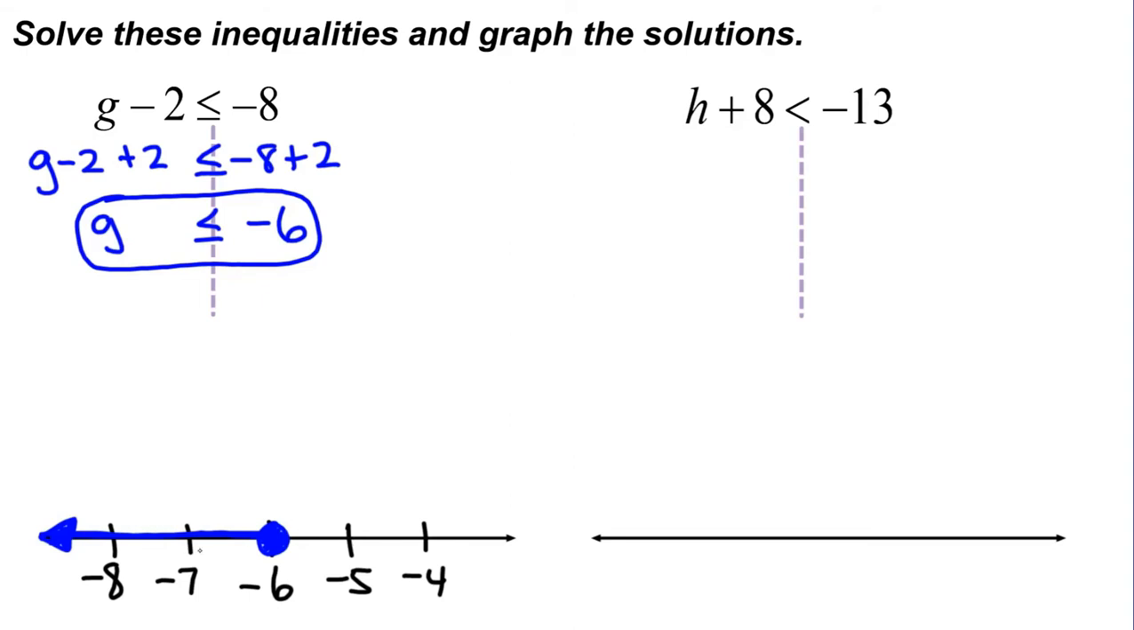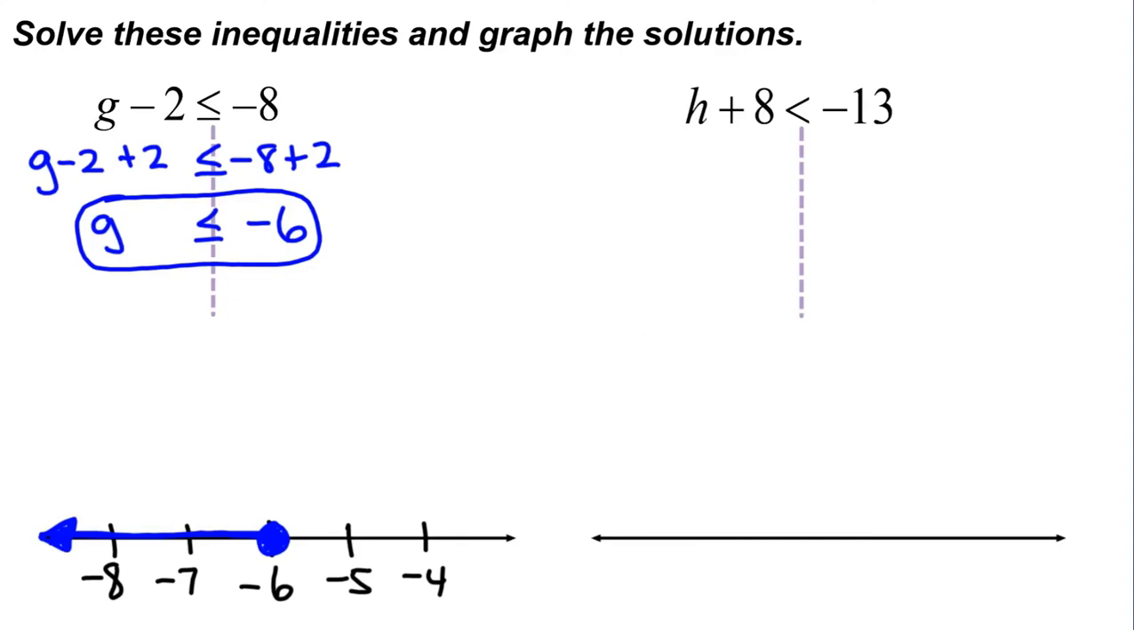And again, just to double check, if I pick a number to the left of negative 6, like negative 7, negative 7 minus 2 is negative 9. Negative 9 is less than or equal to negative 8. So that makes it true. And then if I pick one to the right, negative 4 minus 2 is negative 6, which is not less than or equal to negative 8. So that graph makes sense.